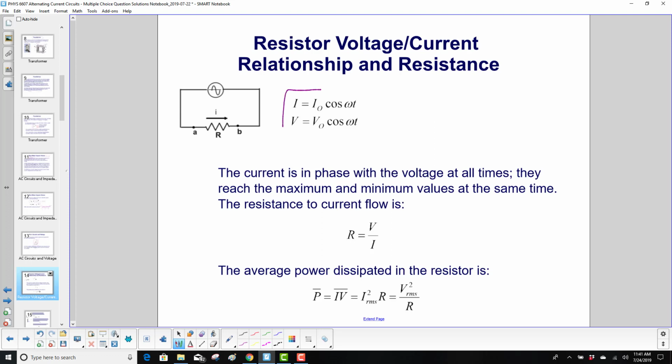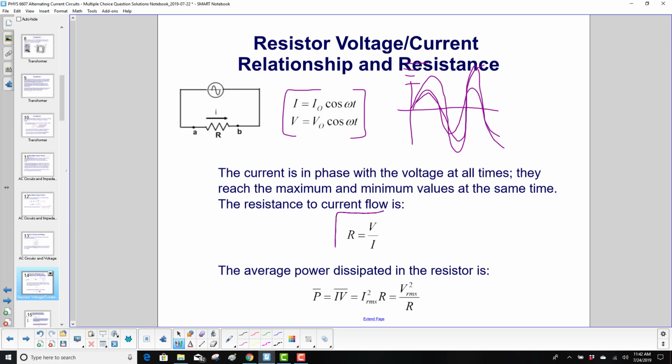Let's say we have a current and voltage oscillating like this. AC voltage, AC current. The current is in phase with the voltage at all times. They reach the maximum and minimum values at the same time. If I plot the current on a scale, and I plot the voltage on the same scale just with different values, the voltage will look just the same except with a bigger amplitude. Where the voltage has a peak, the current has a peak. Where the voltage has a minimum, the current has a minimum.